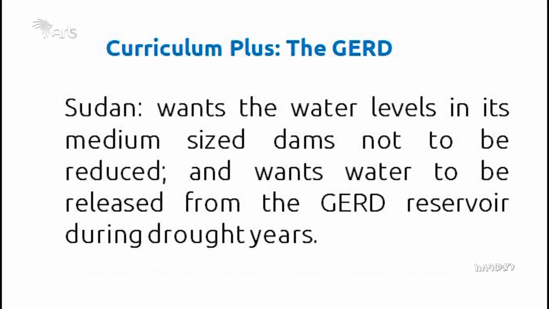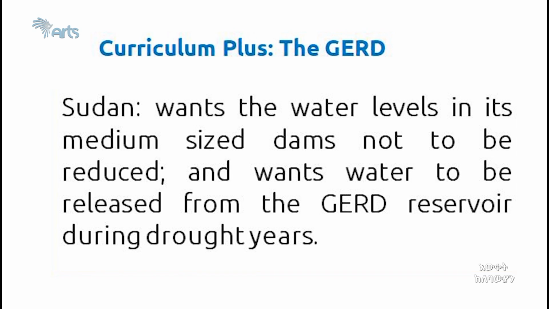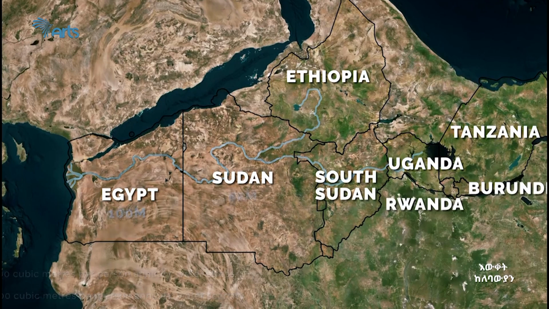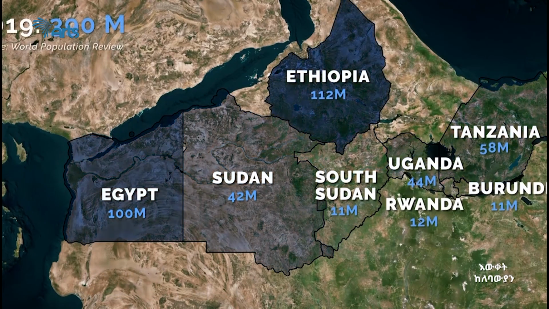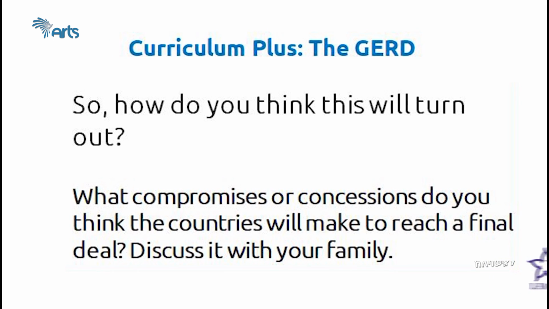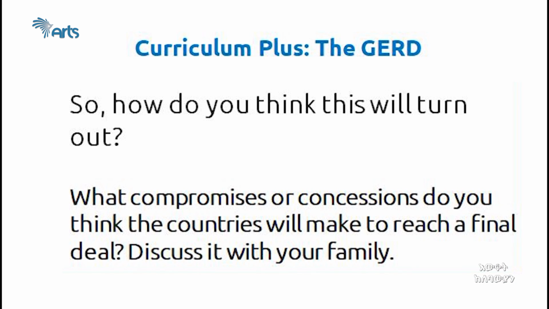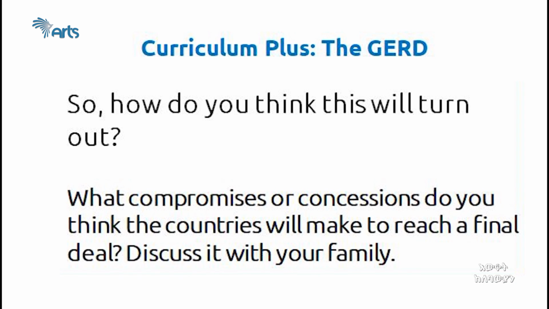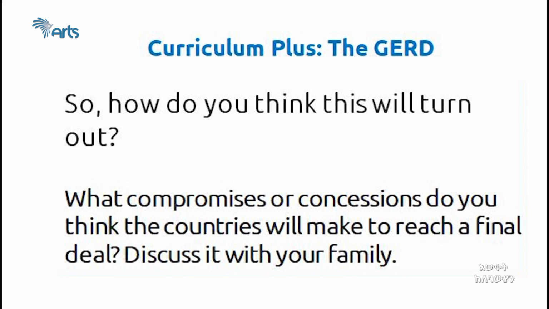And Sudan, on the other side, wants the water levels in its medium-sized dams not to be reduced and wants water to be released from the GERD reservoir during high drought years. So how do you think this will turn out? What compromises or concessions do you think the countries will make to reach a final deal? Discuss it with your peers and with your family.